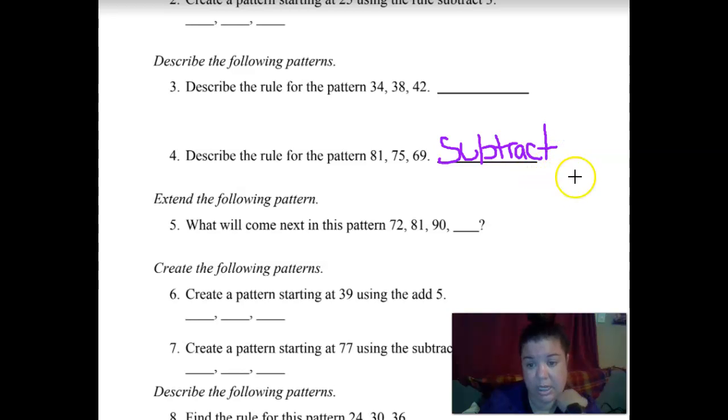How many did you get? Add or subtract how many? 6. Yeah, we have to subtract 6 on this one. All right, what about the next one?